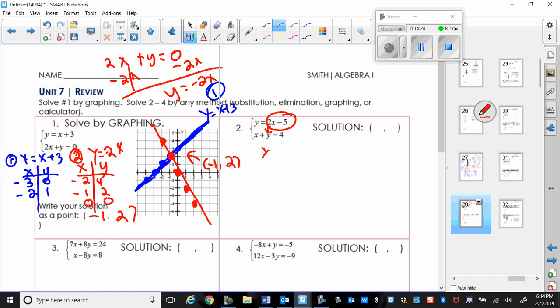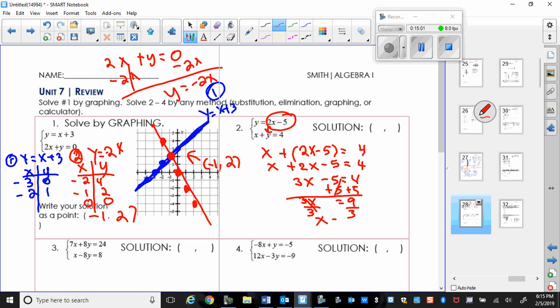So that means in my second equation, I have x plus, what does y equal? 2x minus 5. And remember, we put expressions into parentheses. So that gives me x, and the parentheses just fall away because there's no negative, there's no number in front to distribute, right? x plus 2x is 3x, minus 5 equals 4. Add 5 to both sides. I get 3x equals 9. Divide both sides by 3, x equals 3.